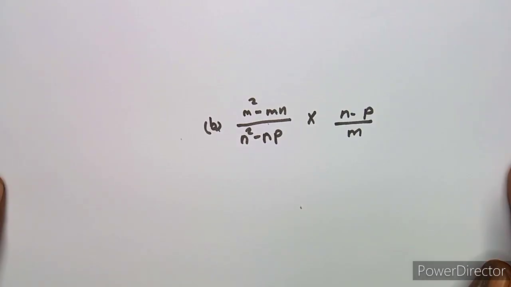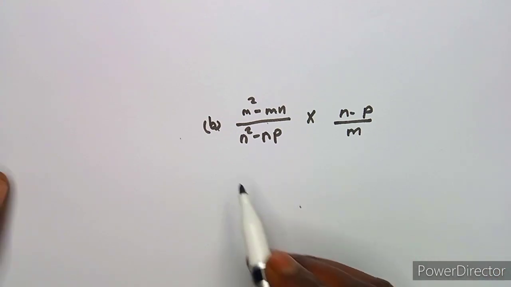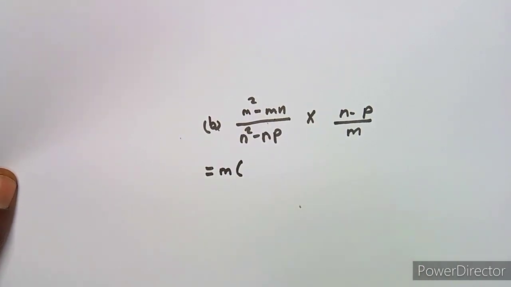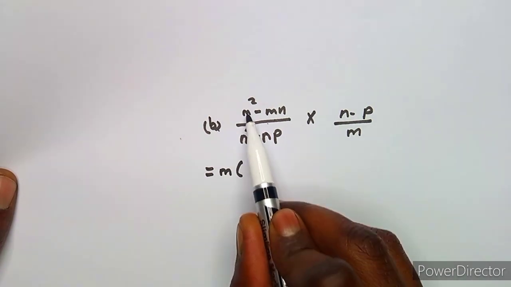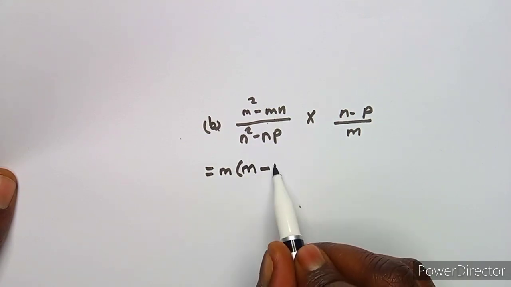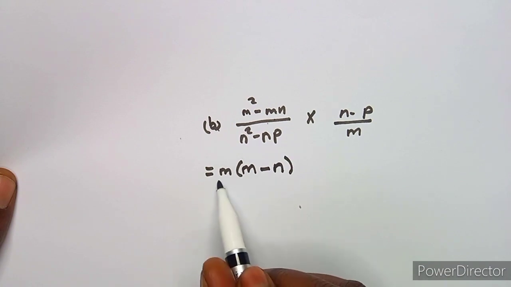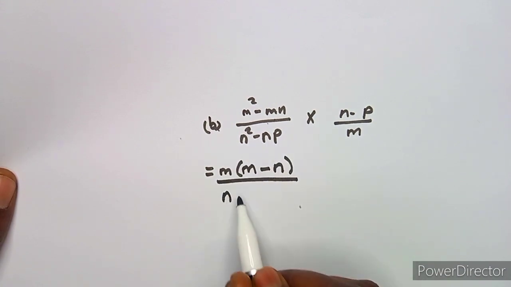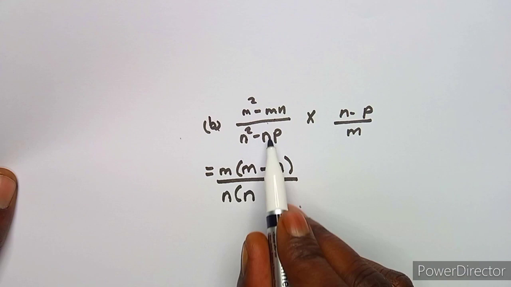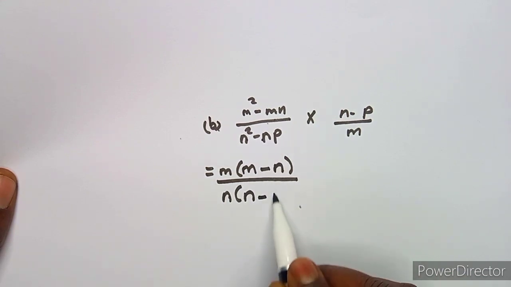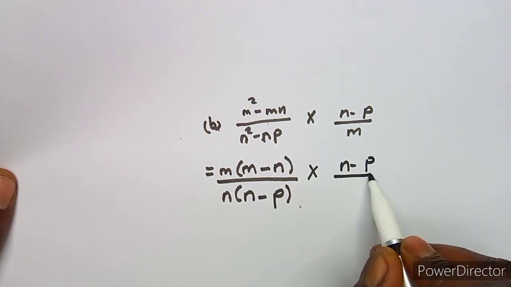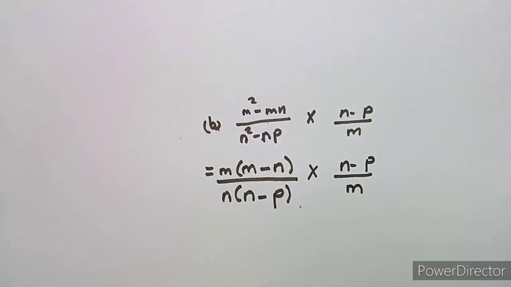Now at this stage, we are back to factorization so that we can be able to cancel if possible. So m is common here, so we can factor out m, which is our highest common factor. M squared divided by m is m, minus mn divided by m, that's m, and m and m can cancel, which means you're going to be left with n. Then n is common here, so you can factor out n. So n squared divided by n is n, minus np divided by n, n and n will cancel, which means you're going to be left with p, which is n minus p, multiplied by n minus p over m. So that's the stage where we are now.